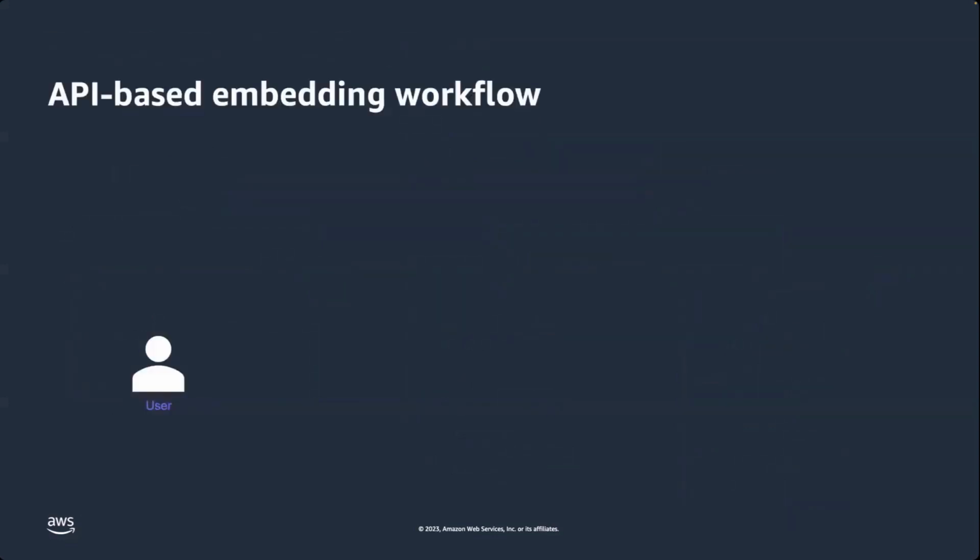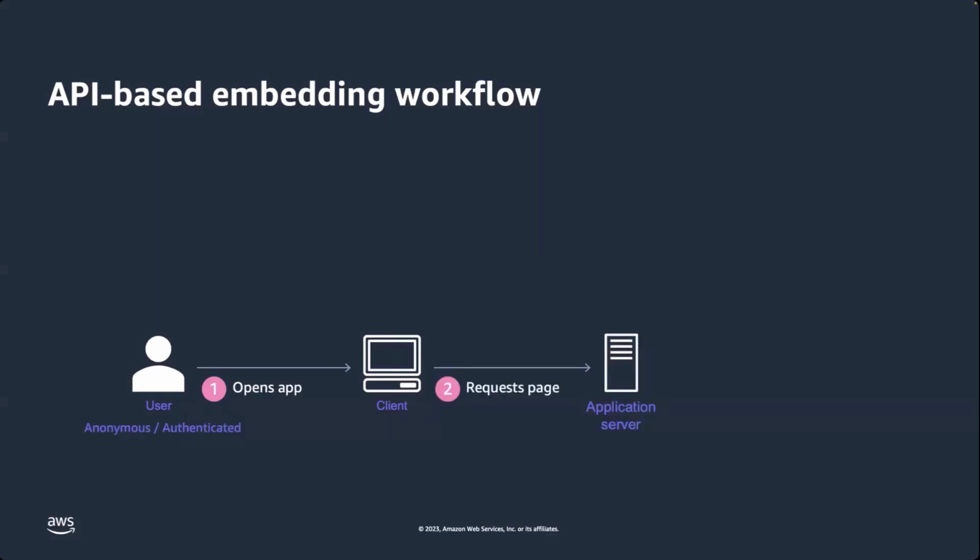Let's take a quick look at an end-to-end workflow to try to better understand the communication between components involved in making API-based embedding possible. First, the user opens the application on a client device. The client application requests a page from the application server, and at this point, the application server might use other services to try to authenticate the user or retrieve metadata used when rendering the page. For example, the application server in this example uses the QuickSight client in the AWS SDK to obtain an embed URL, which is then passed back to the client along with the initial page HTML.